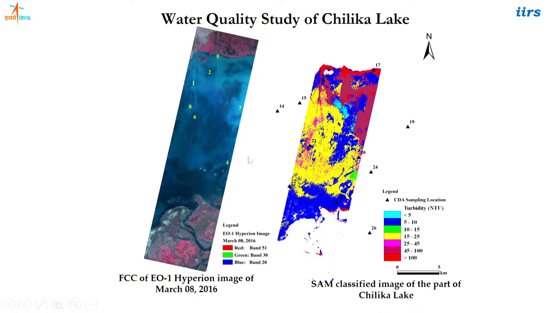Then we can use this for water quality studies. So in Chilika Lake, with Hyperion data, at the same time the spectral reflectance curve using a spectroradiometer was taken, and here different levels of turbidity were mapped and we validated with a turbidity meter. You can see that different levels of turbidity were mapped, so whether the water is of drinkable quality or not can be mapped and identified.